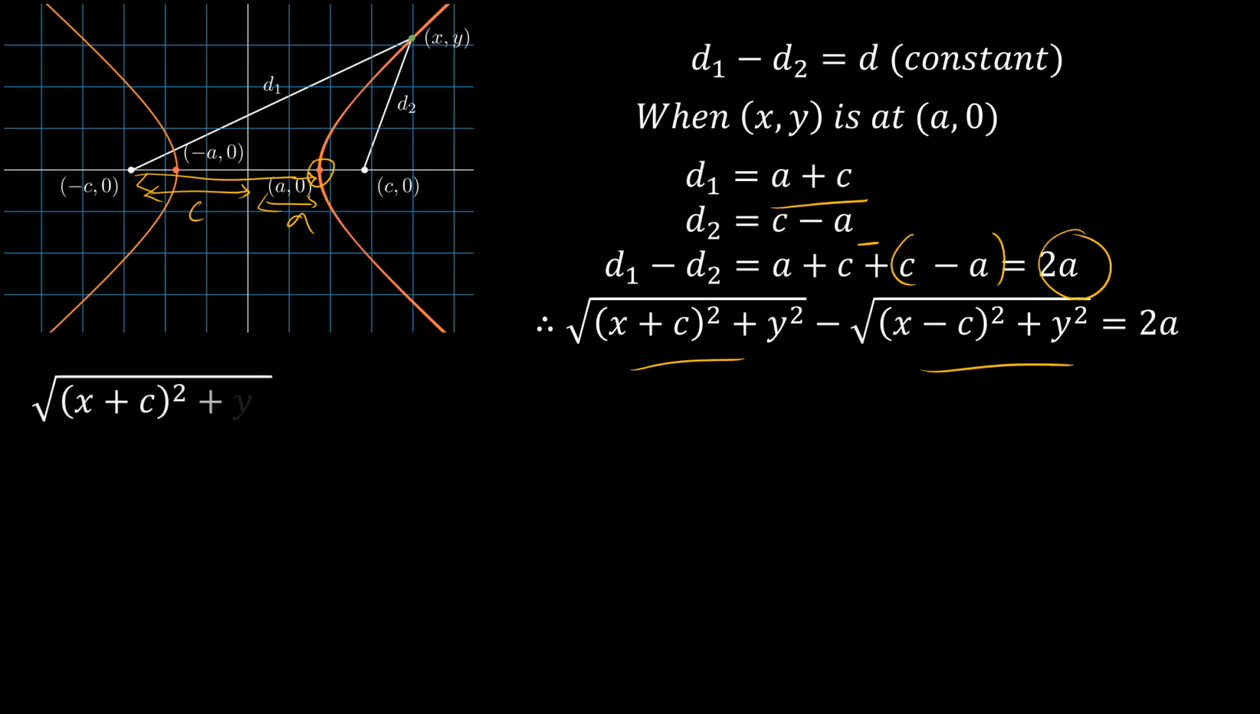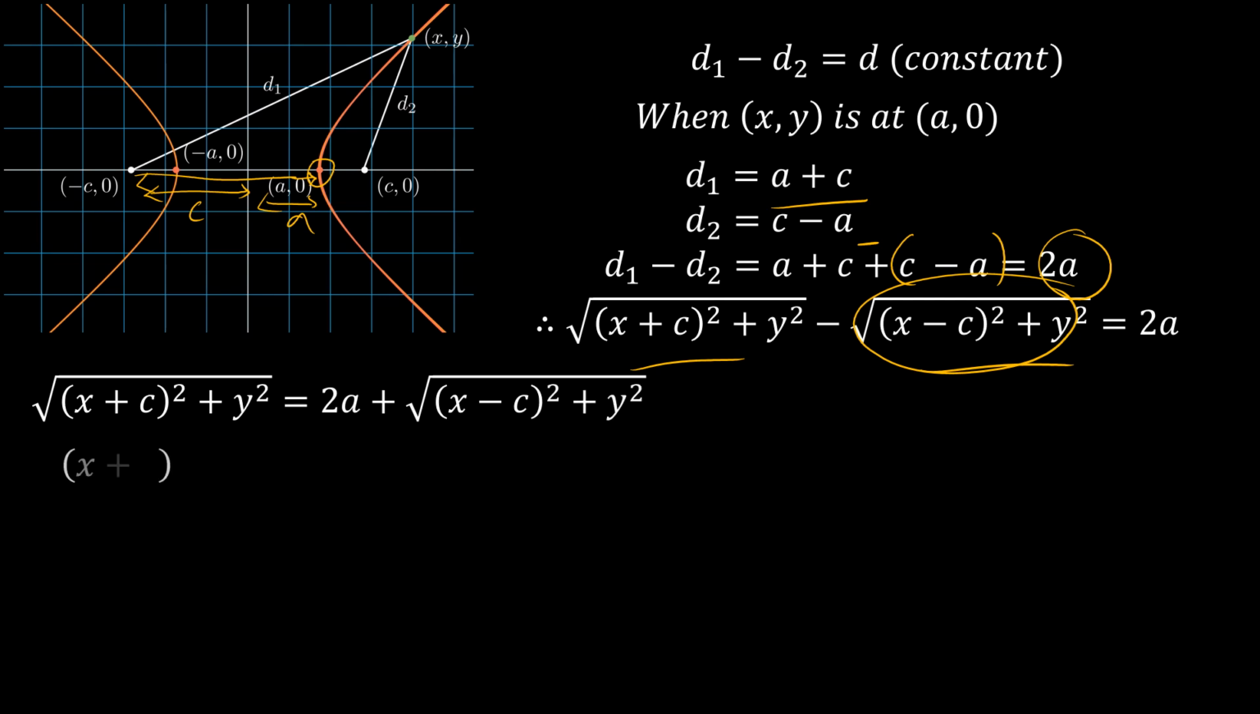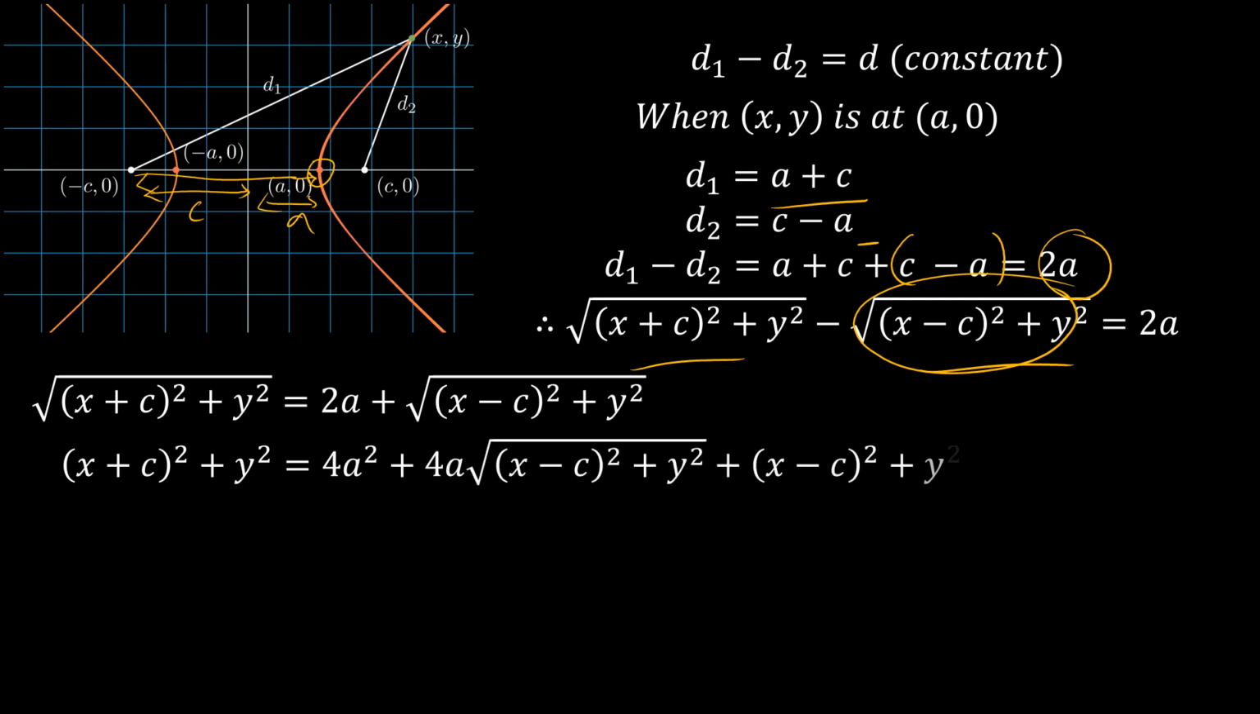Now we can take this onto the right hand side, and so the plus there is correct. So, and then when you square both the left and the right hand side, we have x plus c squared plus y squared is equal to 4a squared plus 4a square root of x minus c squared plus y squared plus x minus c squared plus y squared. We expand everything as shown here.